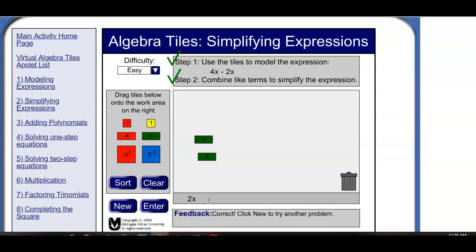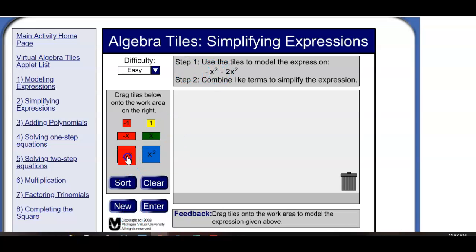Now, if you already know how to combine your like terms, you may have looked at this and said, well, I can do this algebraically by taking 4 minus 2, and that's 2, and then the x needs to stay, which would be 2x. And you are correct. Let's try another one. This one is just numbers, so I'm going to try a different one. Here we go. Let's try this one.